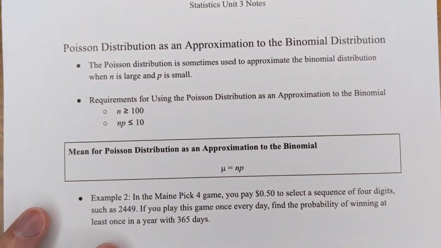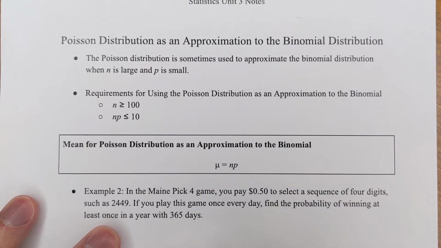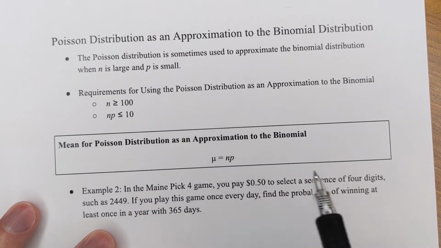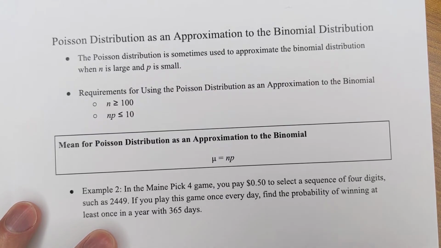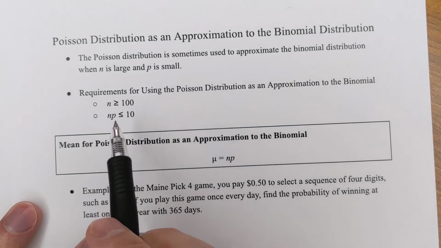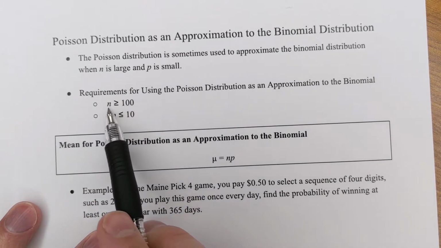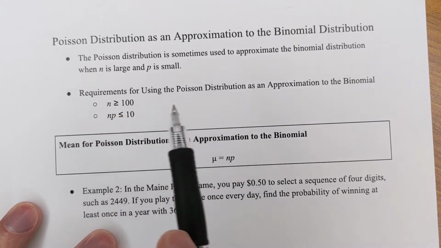All right, so on the back side here, the Poisson distribution as an approximation for the binomial. You can use that formula to approximate the binomial instead of doing the n factorial over n minus r times p to the nth, and so on and so forth, from the previous sections, if these two criteria are met. You have to have more than 100 measurements, and n times p has to be less than 10.